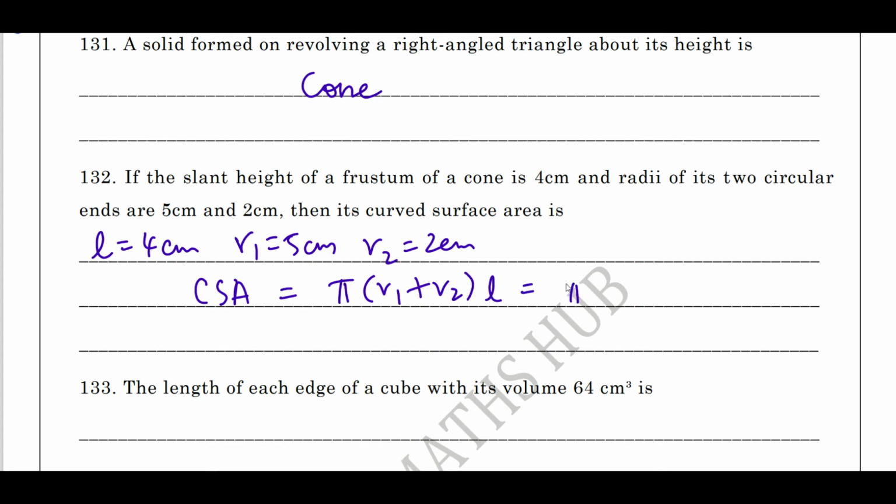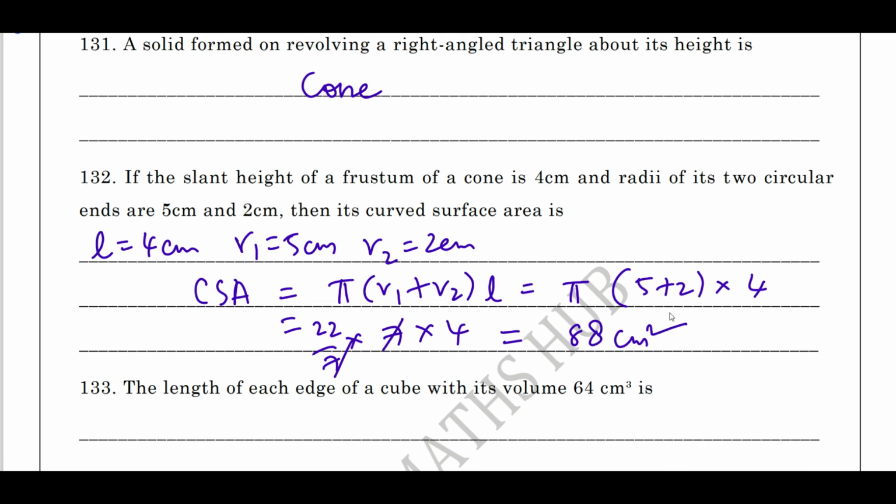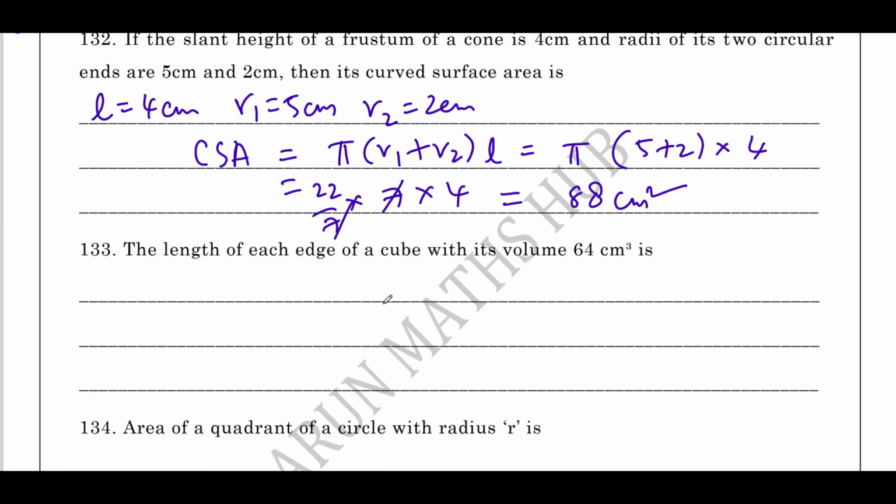What is the pi value? I'll keep 22 by 7. R1 plus R2 is 5 plus 2, into L is 4. So 22 by 7 into 7 into 4, 5 plus 2 is 7, the 7s will cancel out. We get 22 into 4 is 88 centimeter square. Therefore the CSA of the frustum of the cone is 88 centimeter square.